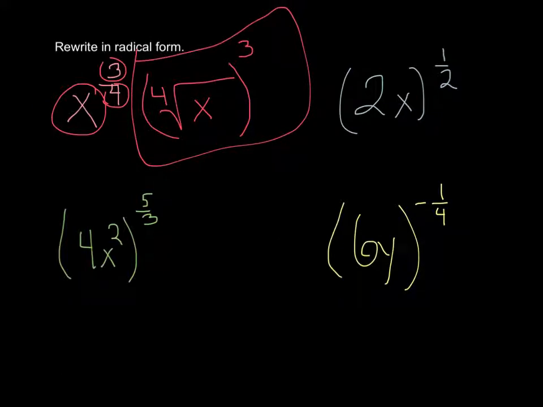Okay, over here, 2x to the 1/2. 2x goes in the radical. The index is 2. Remember, 2 is assumed, so we're not actually going to write it. And the exponent is 1, which is also assumed, so we don't write that. So we just leave it radical 2x.